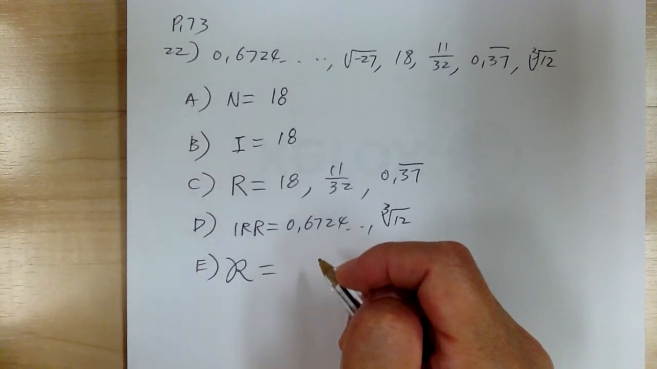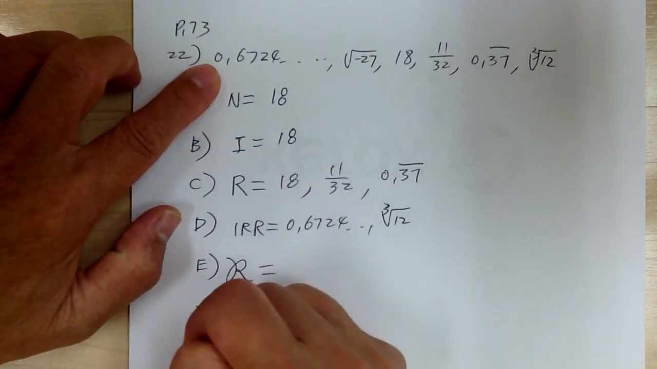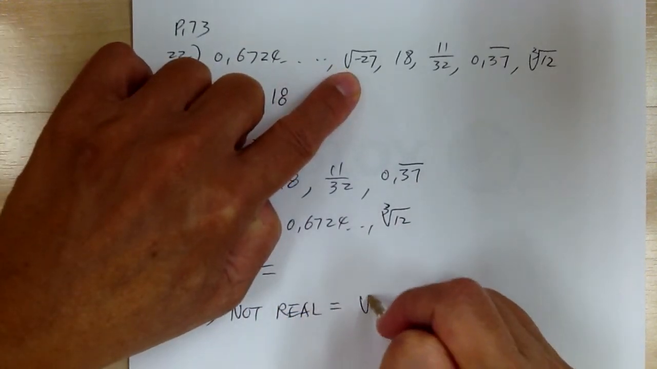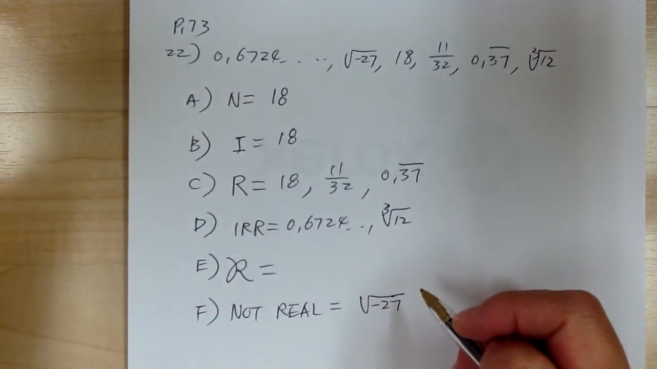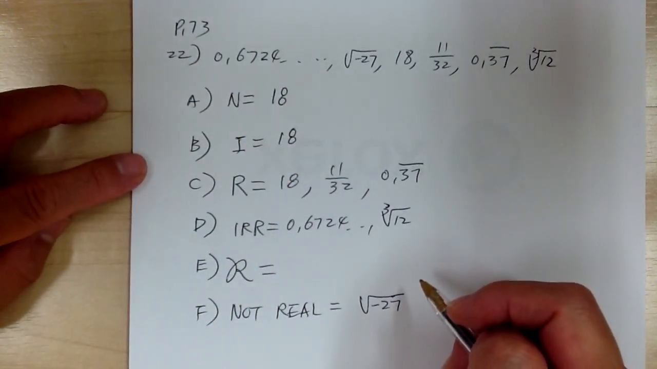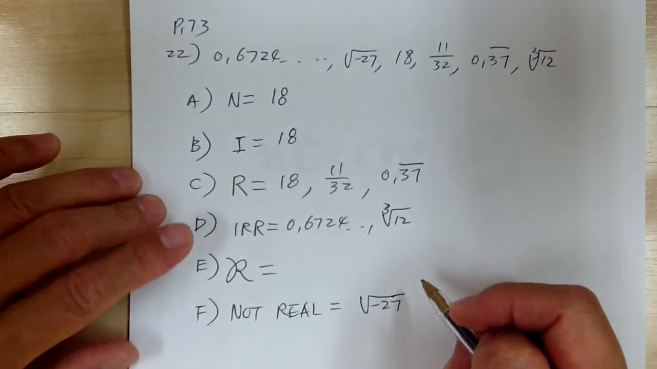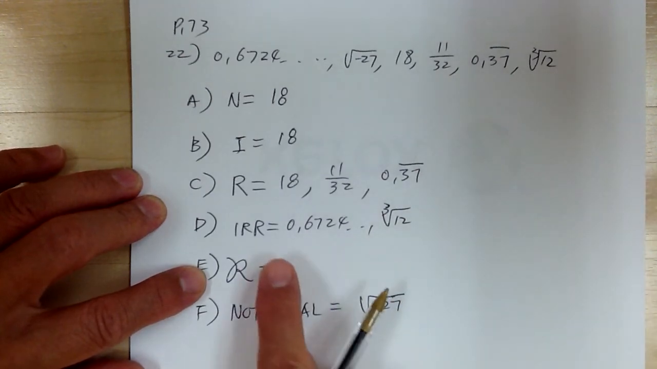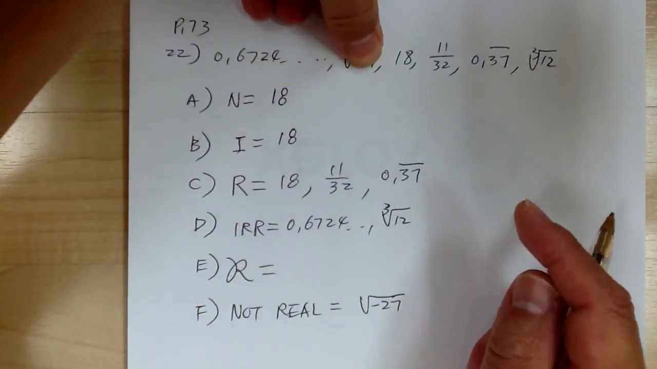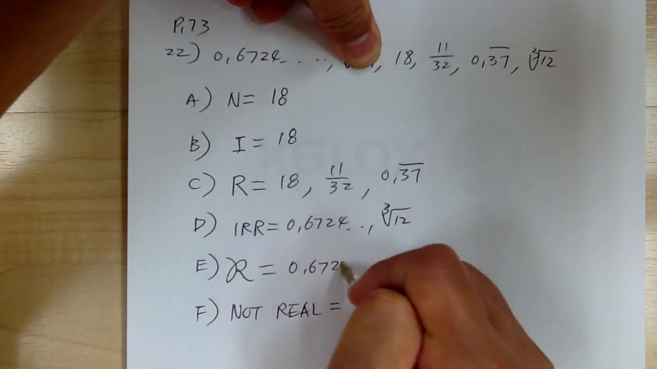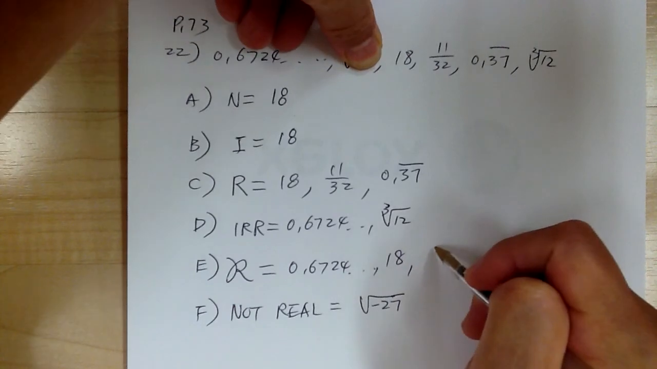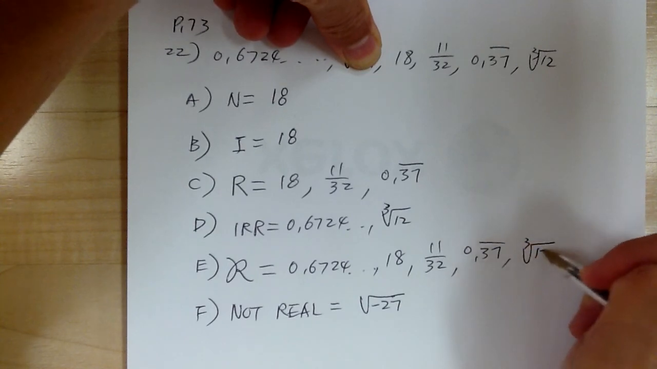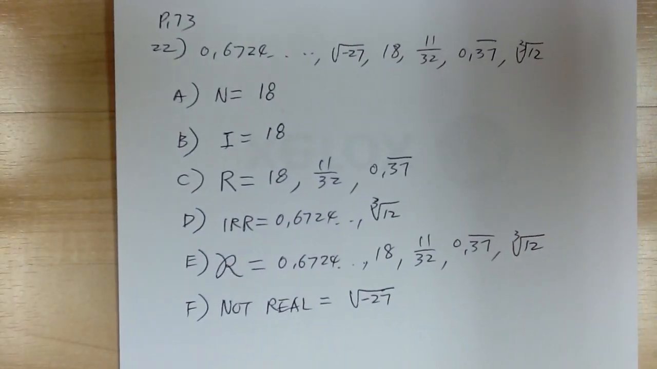The real numbers are anything except the non-real. So if you do F first, non-real, non-real is this one over here. Every number is going to be either real or non-real. For algebra 1, all these numbers are real or non-real. When you get to algebra 2, you're going to learn something called imaginary numbers, but right now just worry about real and non-real. So this is not real, and everything else will be real numbers. And that's your number 22.